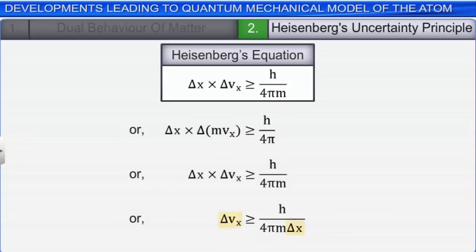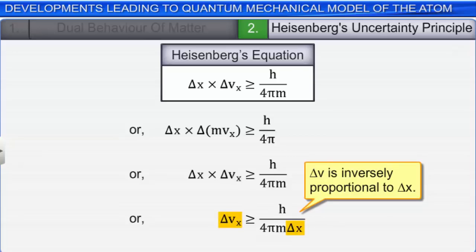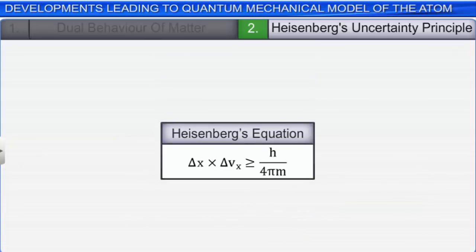Note that the uncertainty in the position and velocity are inversely proportional to each other. This means that if the position of the electron is known with high degree of accuracy, then the velocity of the electron will be uncertain and vice versa. Also note that the uncertainty in the position and velocity are inversely proportional to the mass of the object. That is, uncertainty in the position and velocity decreases as the mass of the object increases, and vice versa.